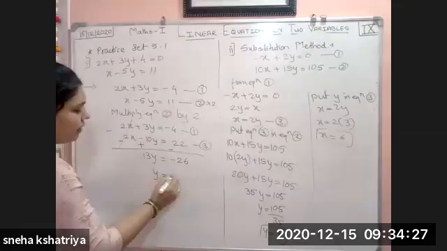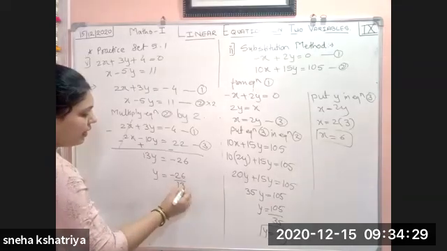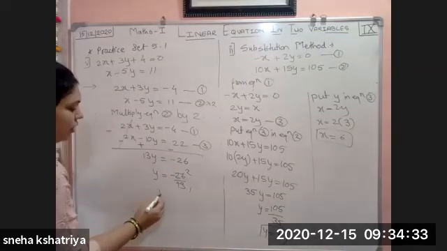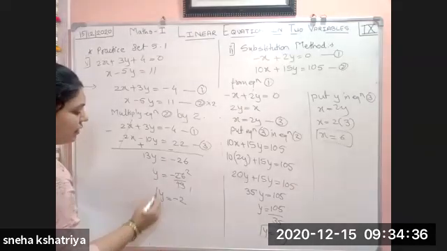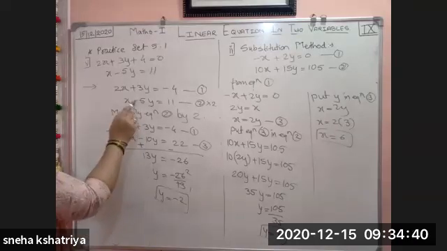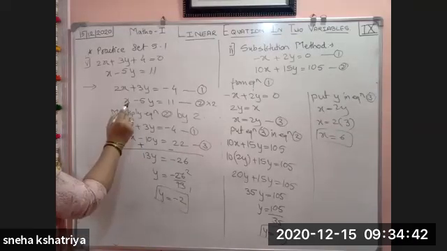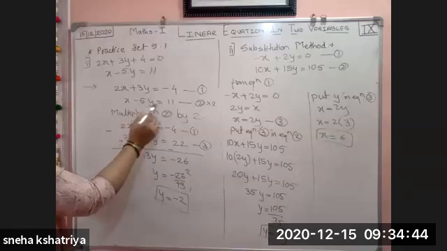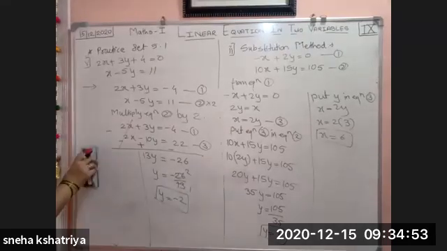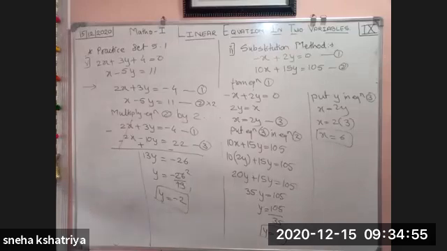So y is equal to minus 26 divided by 13. 13 2s are 26. So y is equal to minus 2. Y value becomes minus 2. Put in equation 2. This is easy one. See here, we can get directly x minus 5y. This equation 2 will become easy, so put the value of y in equation 2.